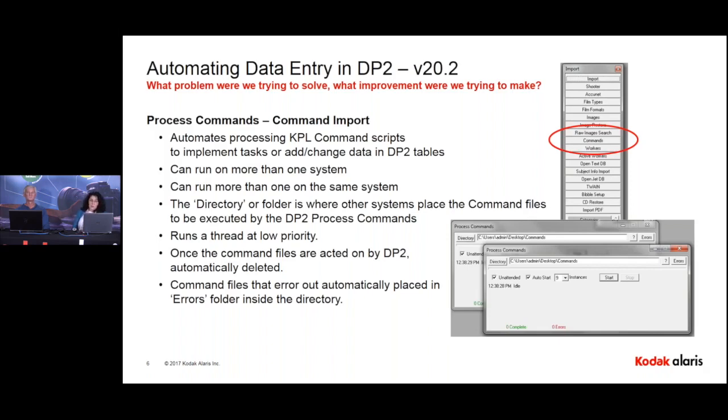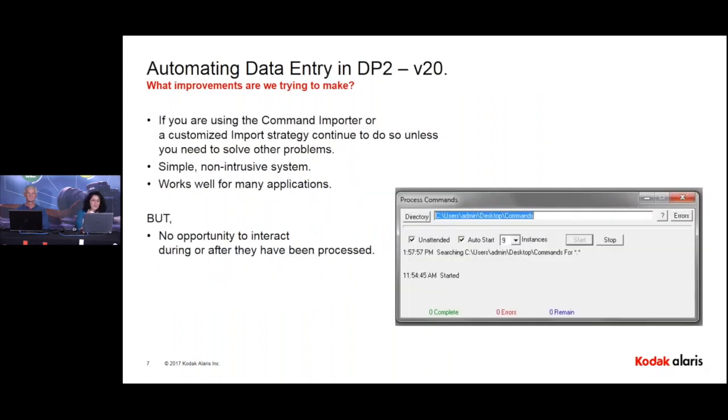One of the things to note, and one of the things we're going to be comparing against, is that once a command file is acted upon by the command processor in DP2, it's automatically deleted, although there's a system setting that you can change. But they go away. They're done. The file goes away, the process is over. If there's an error, that file is placed in an error folder inside the directory that the command processor is reading. So it's a pretty straightforward process, and it's been around for a while.